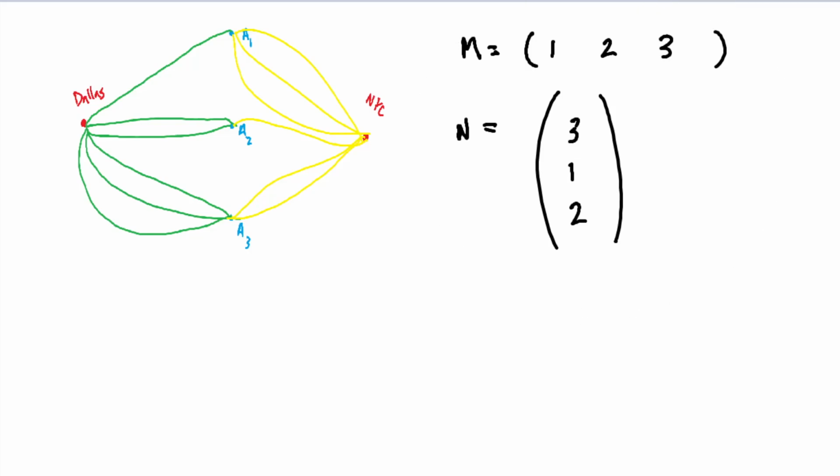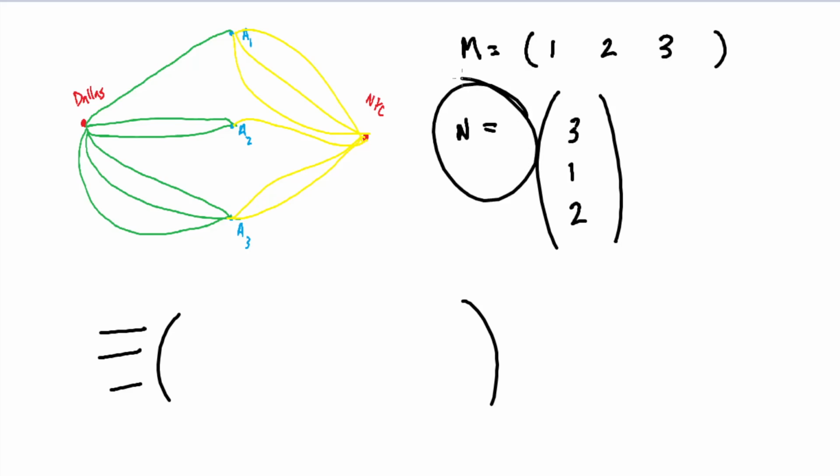Let me draw a more generic kind of matrix here. The number of rows that you have represents the number of possible places you can be leaving from. So in the case of N, you have a total of 3 airports that you can possibly be leaving from. You can either be at A1, A2, or A3, but these are 3 different scenarios. And each of the columns, on the other hand, represents where you could end up.